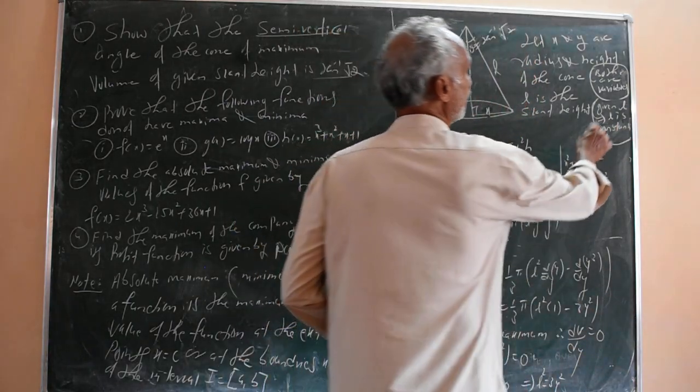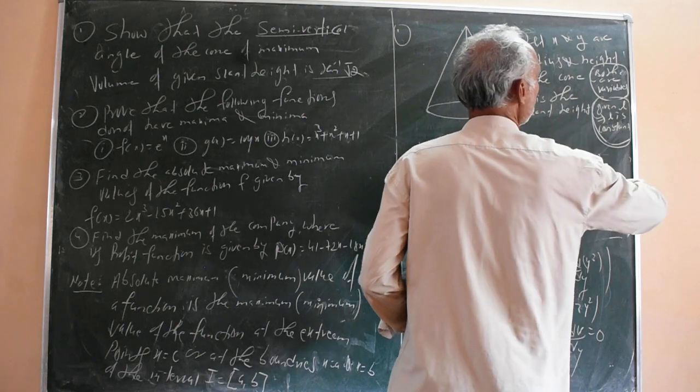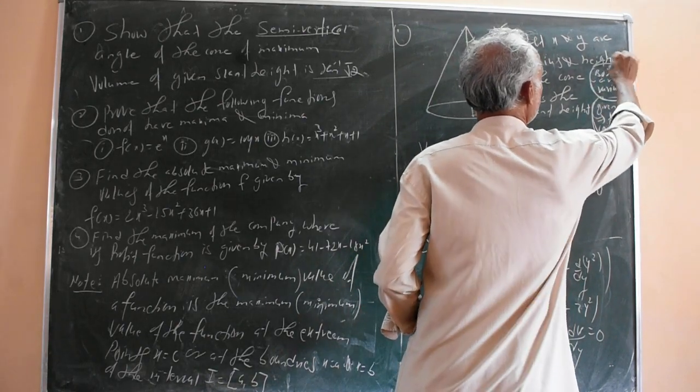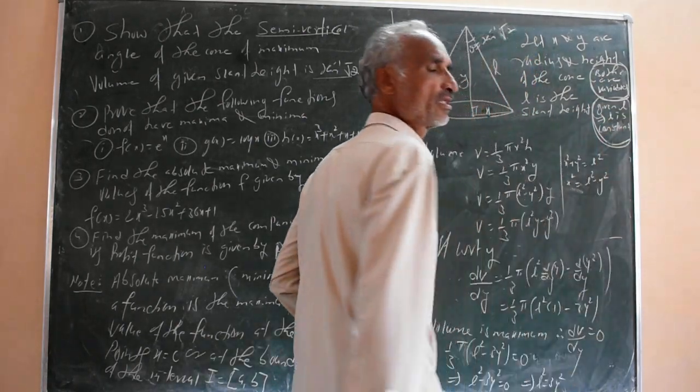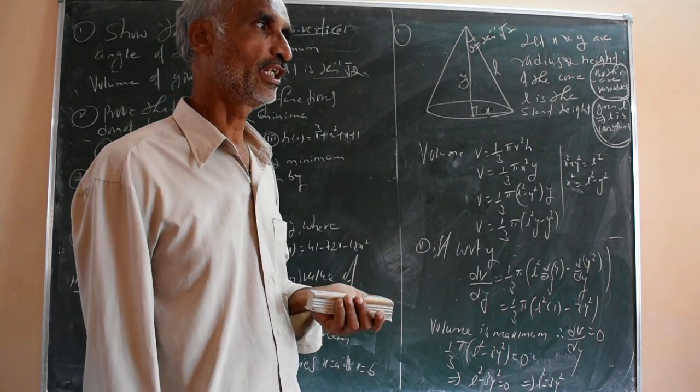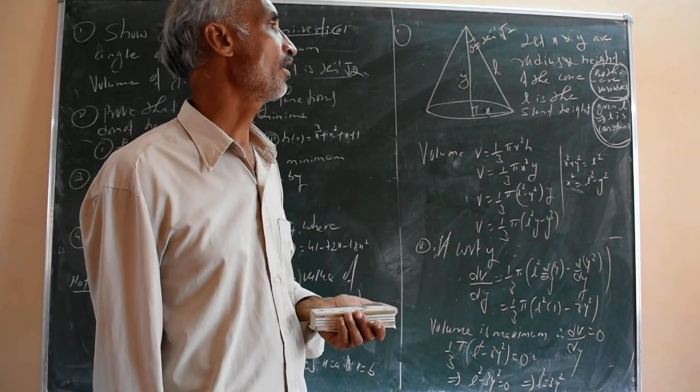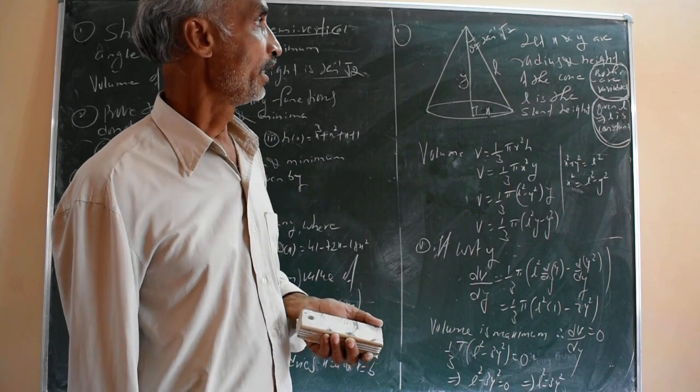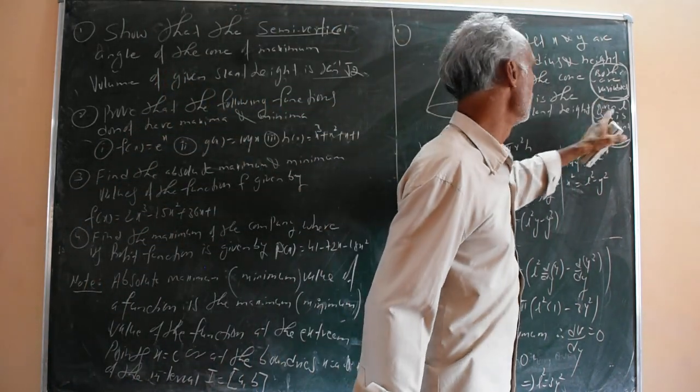Whatever is explained here is for your understanding, not for examination. Okay. When the problem statement says given L, given means it is constant. Okay. Here x and y are variables and L is constant.